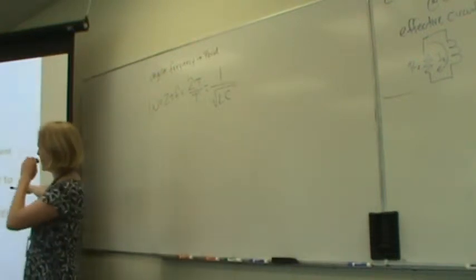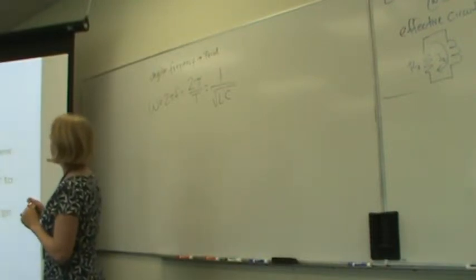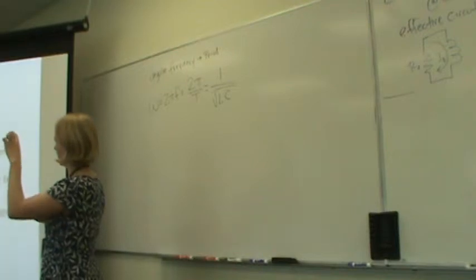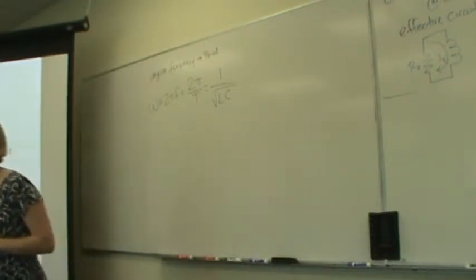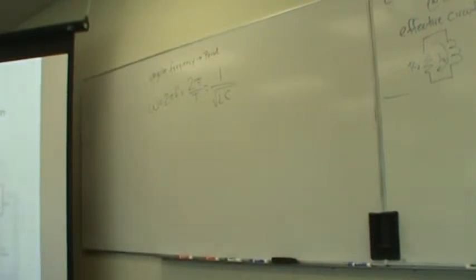Then, in the second state, the energy starts transferring from the electric field in the capacitor to the magnetic field in the inductor. That's what happens at the end of this state: all the electric field is transferred into magnetic field.